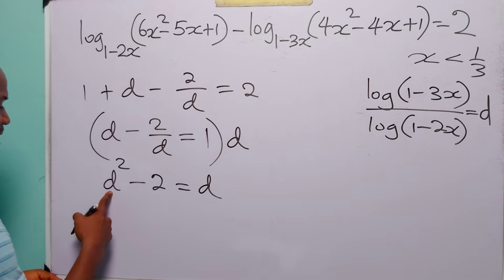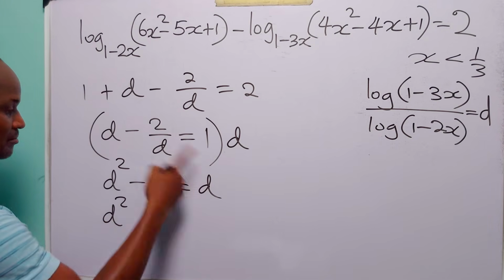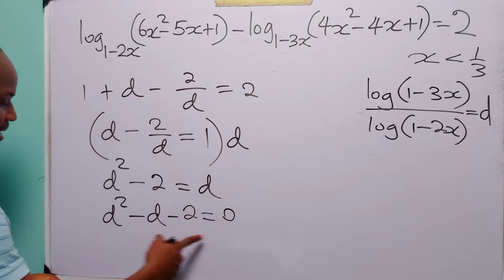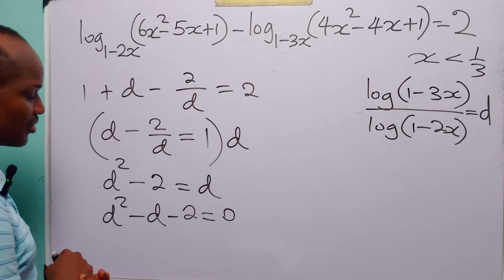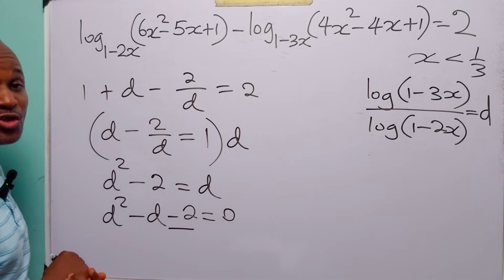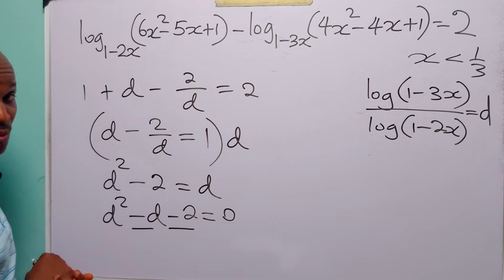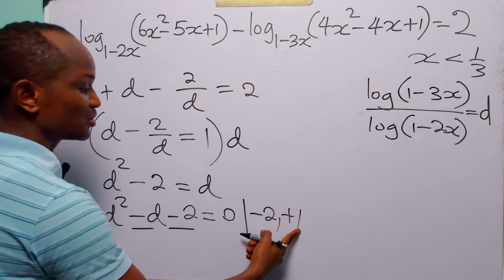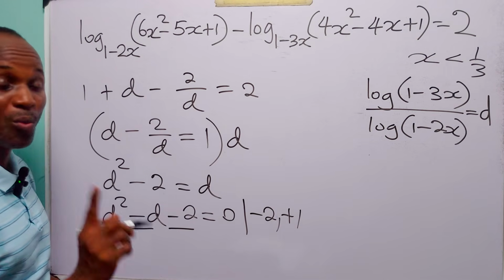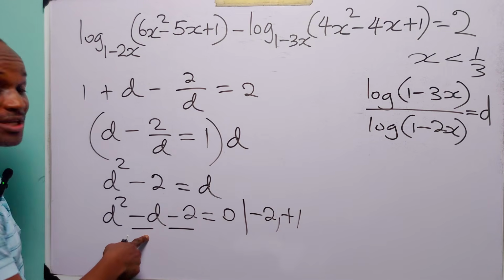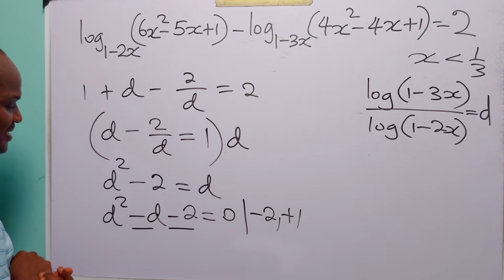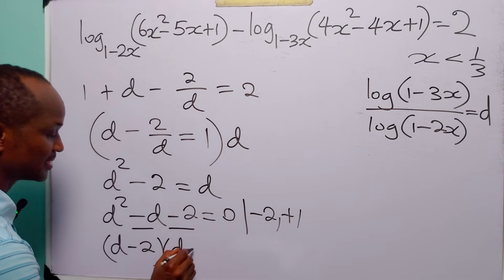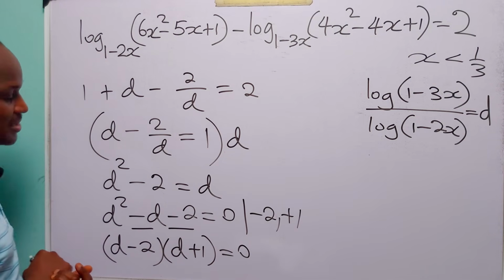Rearranging this quadratic equation, we have d squared minus d minus 2 is equal to 0. Now we can solve this quadratic equation by factorization. All we need to do is to find the factors of minus 2 that add up to minus 1. And those are going to be minus 2 and plus 1, because minus 2 times 1 is going to give us minus 2, while minus 2 plus 1 is going to give us minus 1. So we can factorize this left-hand side as (d - 2) multiplied by (d + 1) is equal to 0.